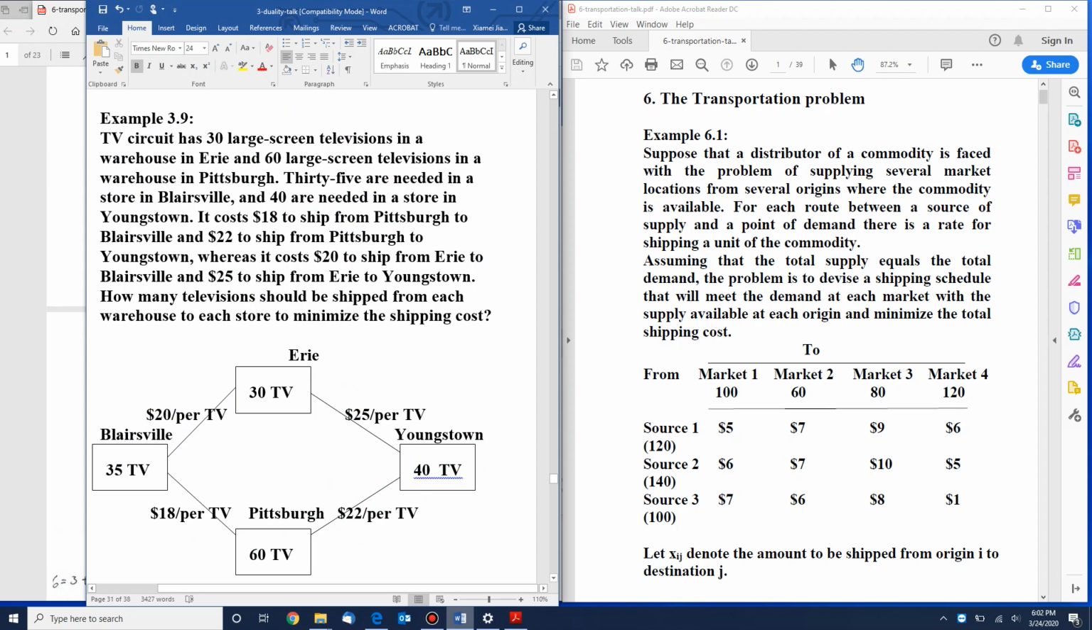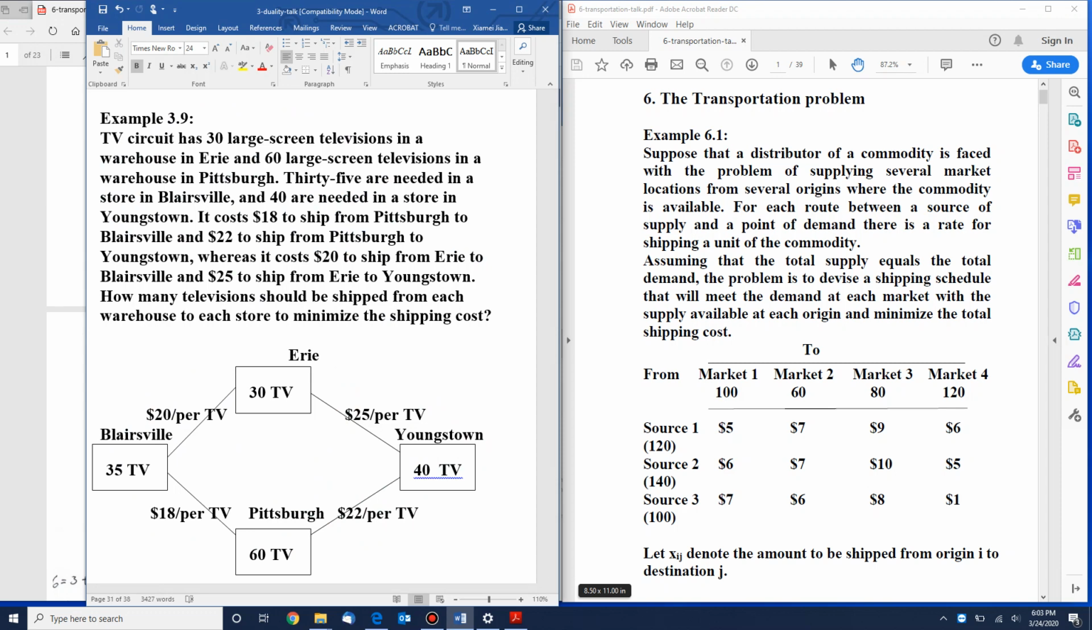Hello everyone. In this section, we are going to talk about transportation problems. Actually, we met this kind of problem when we talked about the dual simplex method in example 3.9, where we talked about how to ship TVs from two different locations to another two different locations, right? We used the dual simplex method to solve this problem. And in this section, we are going to deal with more general transportation problems.